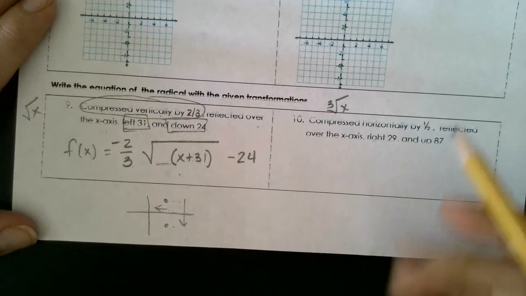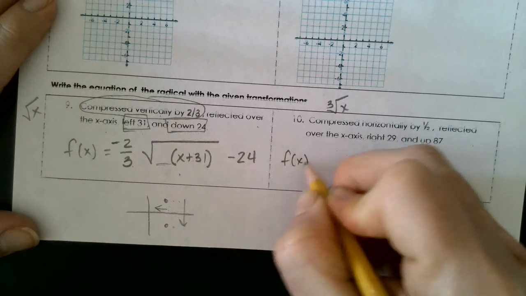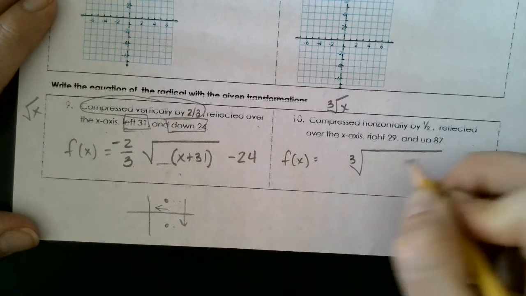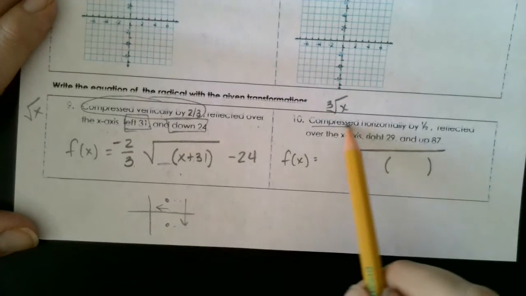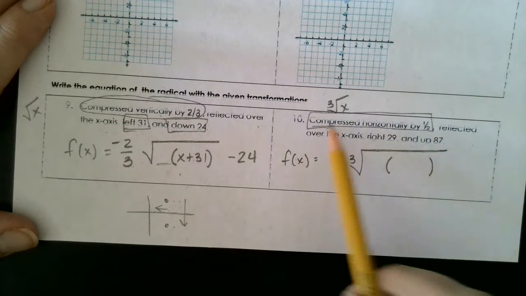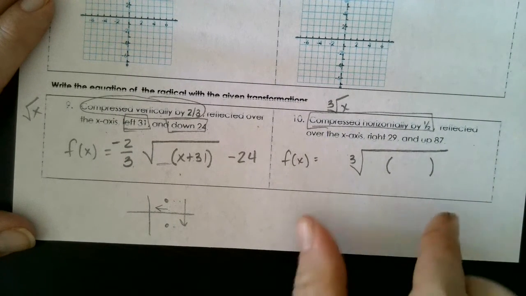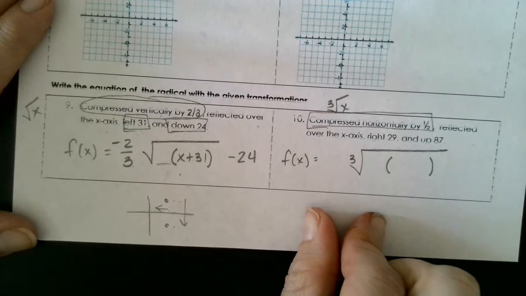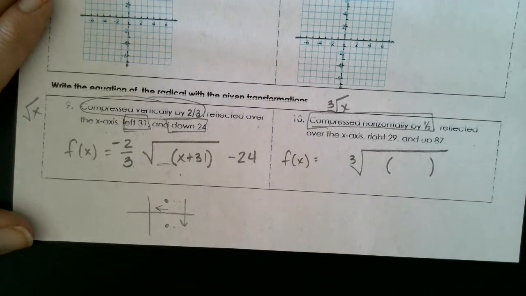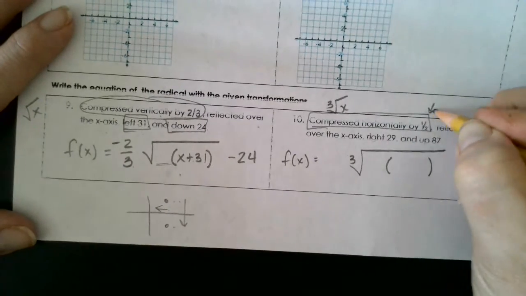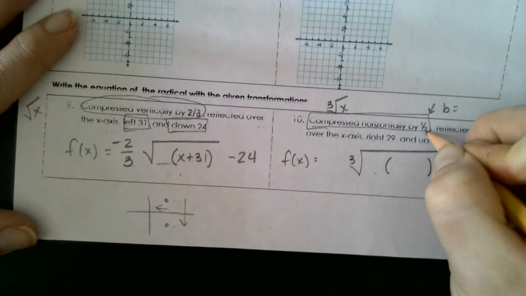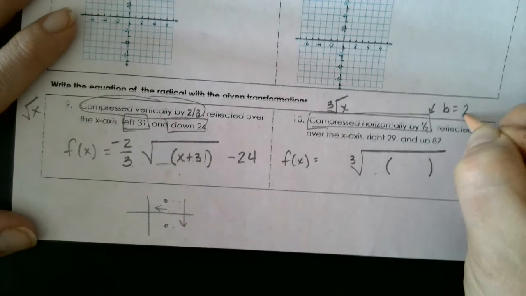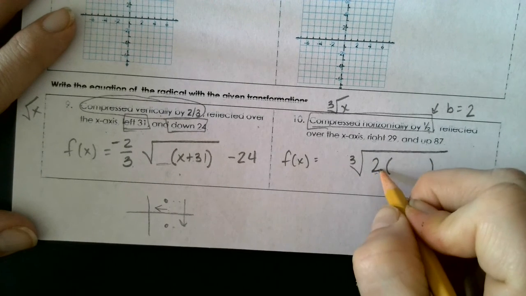For my number 10, I'm going to start off with my stuff. All right, so we're going to compress horizontally by 1/2. If I compress horizontally, I squish it this way, so it's going to affect my x values. So it's going to go underneath my radical, but my b value is not 1/2. It's the reciprocal, which is 2.